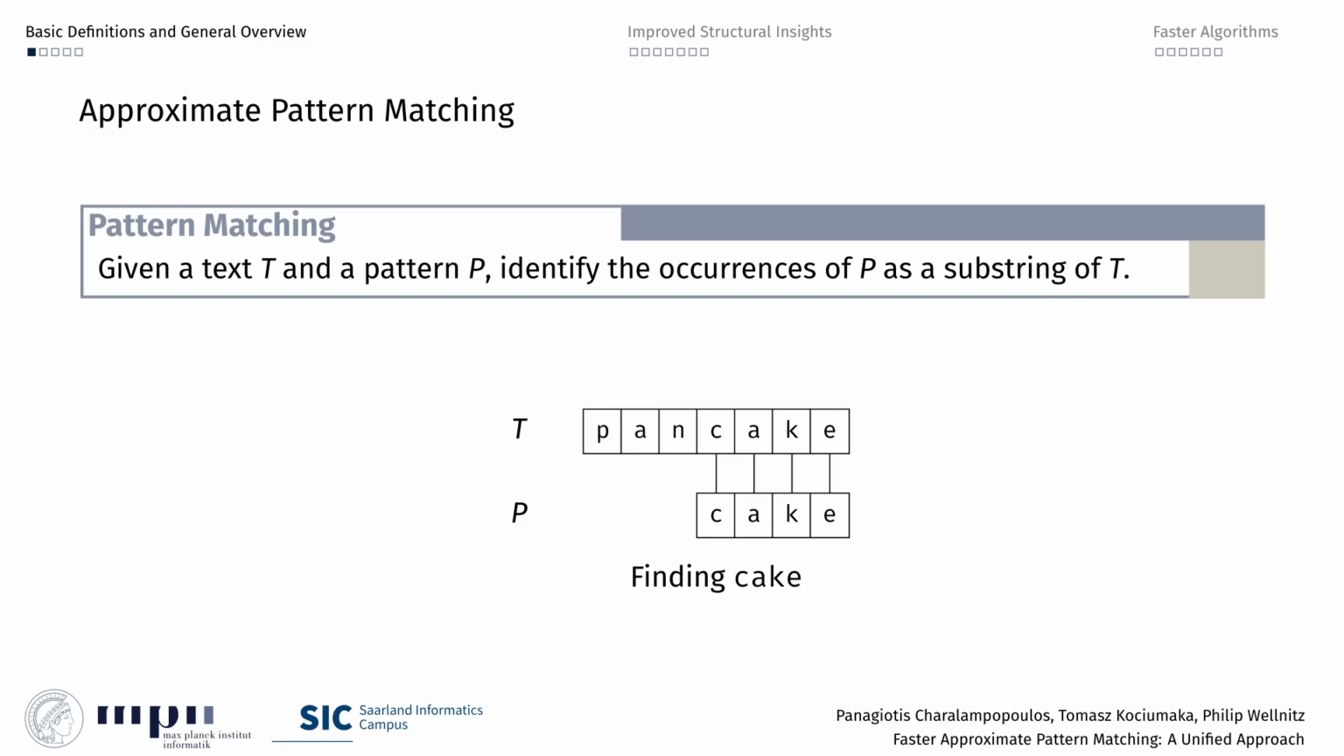Let us recall the pattern matching problem. Here we are given a text T and a pattern P in order to find all occurrences of P in T. For instance, there is exactly one occurrence of cake in pancake. Most of the time, searching for exact occurrences of the pattern is not good enough though. Think of spelling mistakes in the text or the pattern, or just noisy data in general. Hence, in this video, we consider approximate pattern matching, where each occurrence is allowed to be slightly different from the actual pattern.